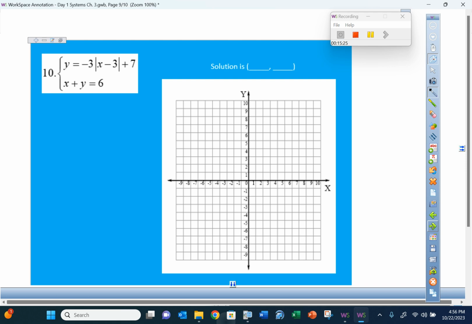When I look at this, I notice that this is going to be a V-graph. And I also know this V-graph is going to open down. And then this is going to be a line. So guys, let's take care of the V-graph first. Here comes my XY chart, my asterisk right there. This is going to move it 3 units to the right, opposite of what you think. So this is 3, minus 1, minus 1, minus 1, plus 1, plus 1, plus 1.